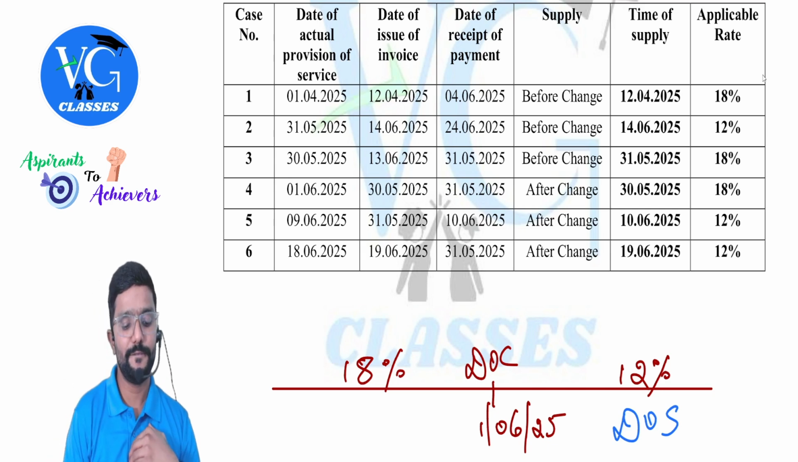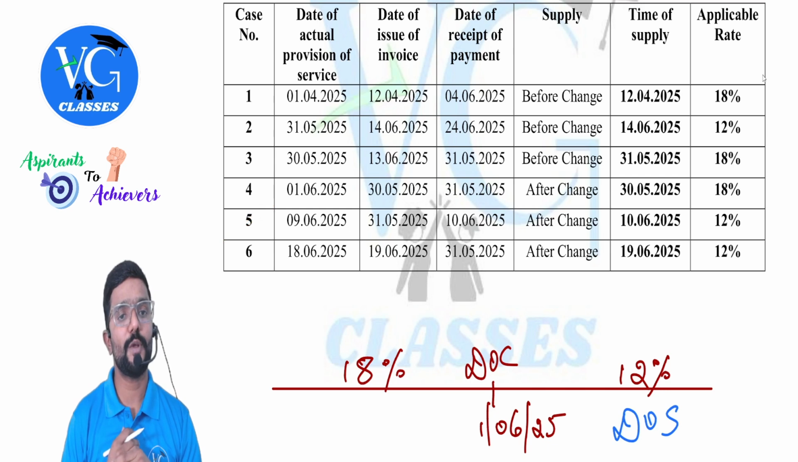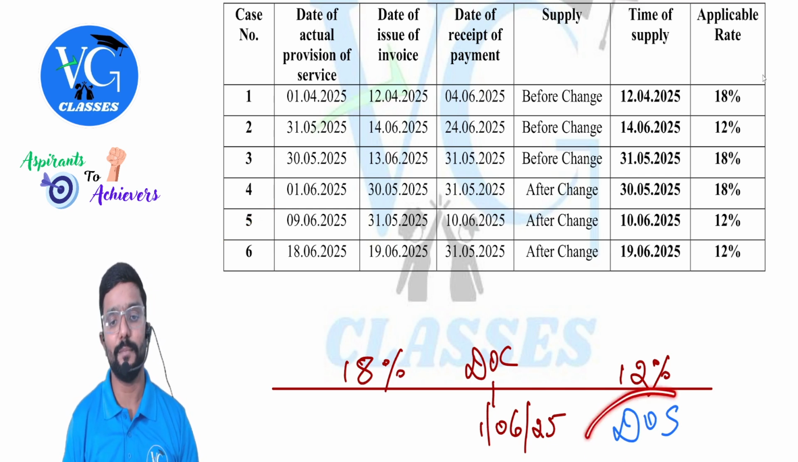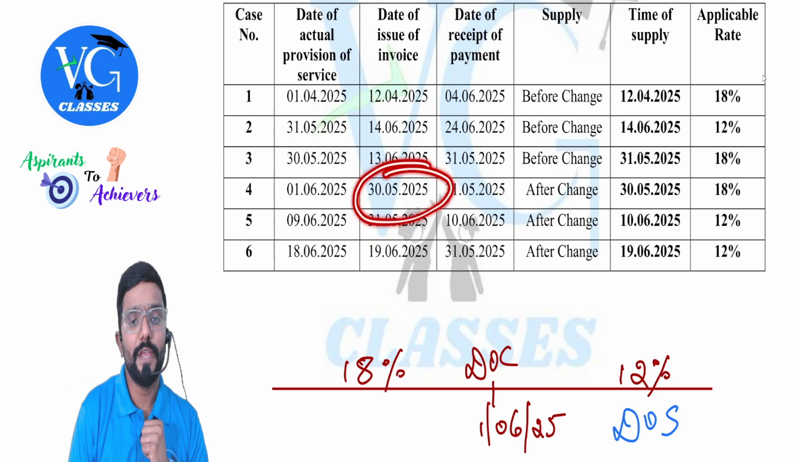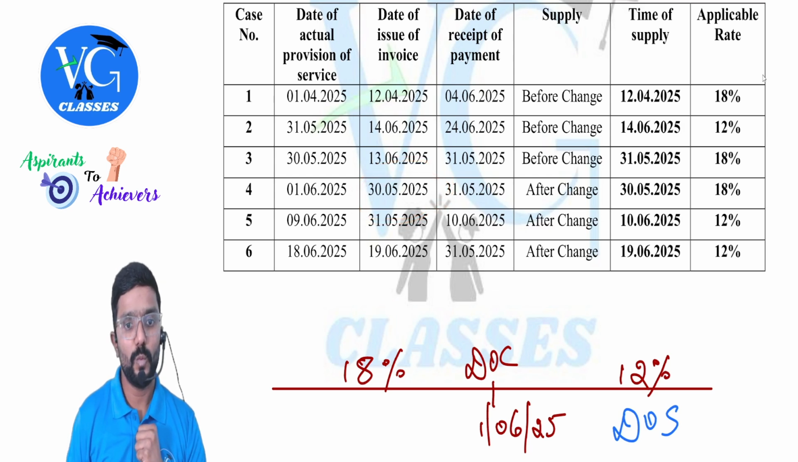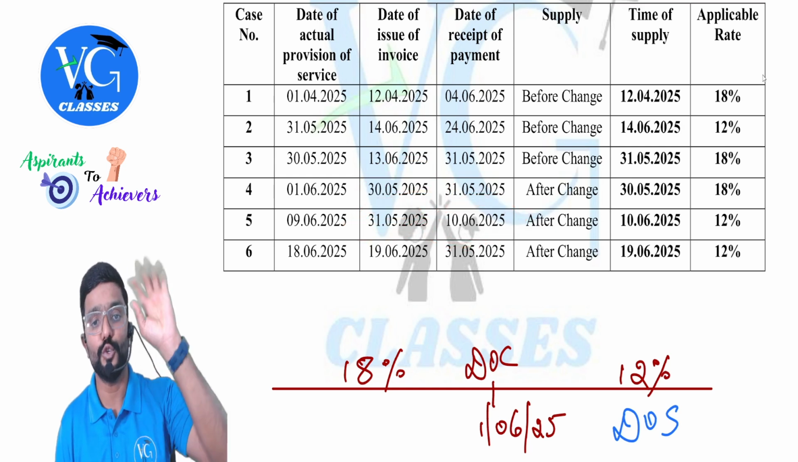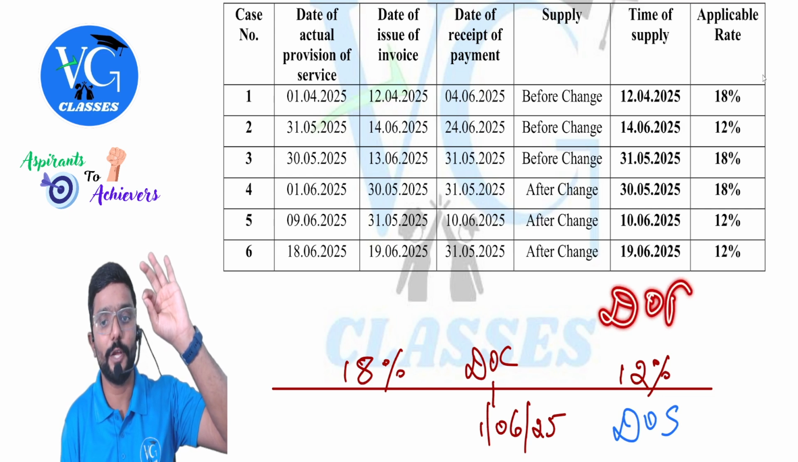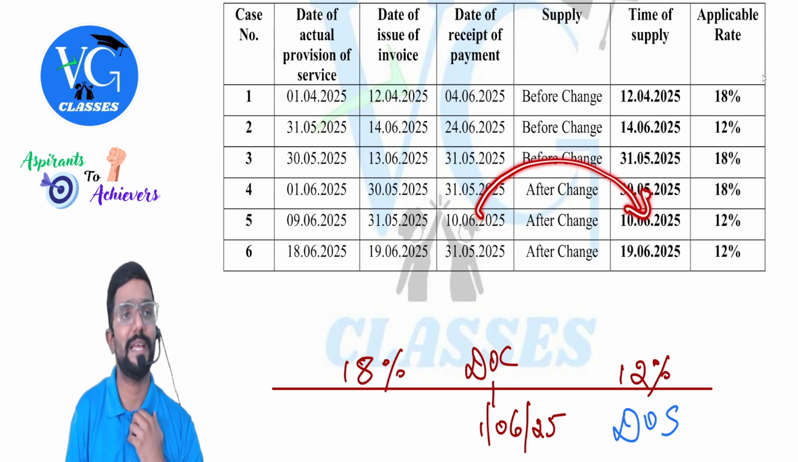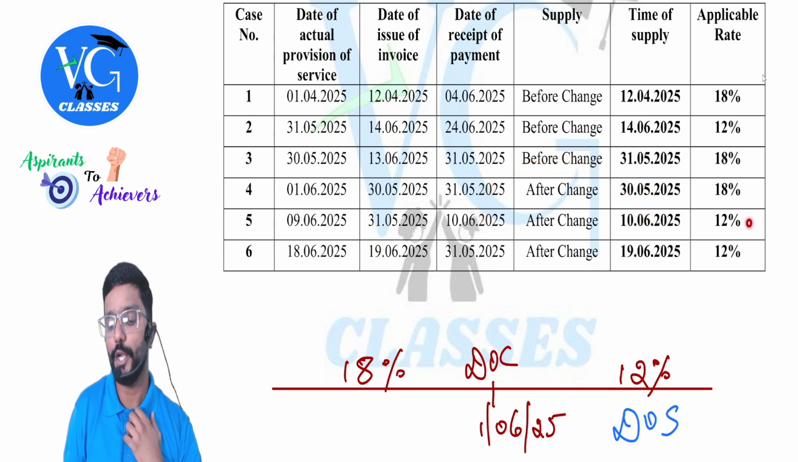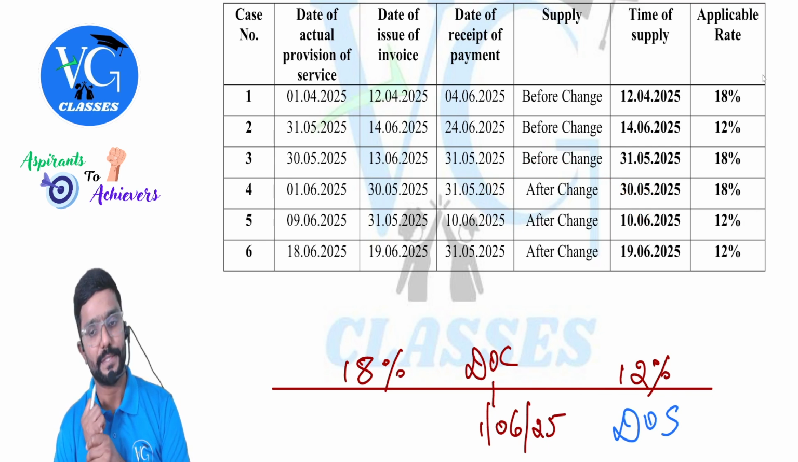18%. Then fifth one. Date of actual provision of service is 9th June, which will come after the change. Okay, sir. Then date of invoice is 30th May 2025, which is before the change. Yeah, this one. Before the change. Next, date of payment is 10th June, which is on the supply side. So what should I take? Date of payment as the time of supply. On this day, what is the rate, sir? 12%. New rate. We will take the new rate.